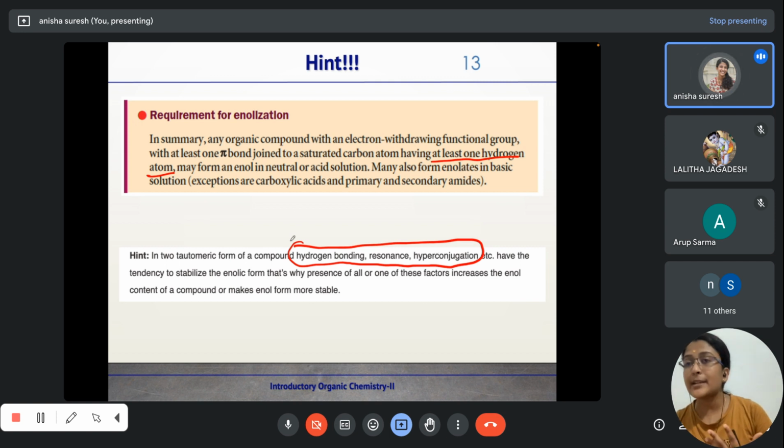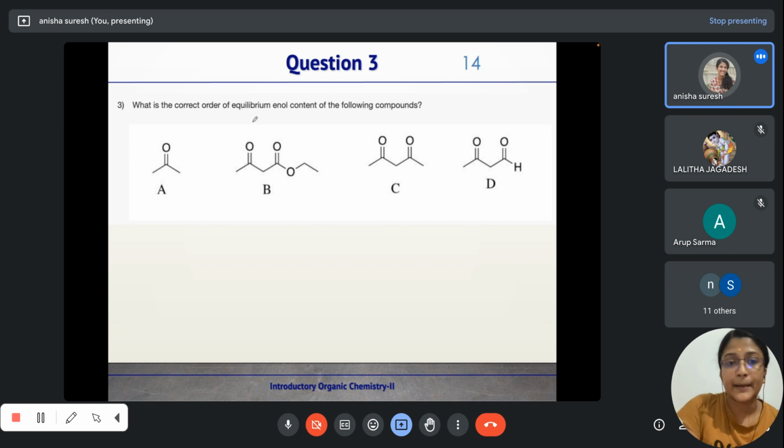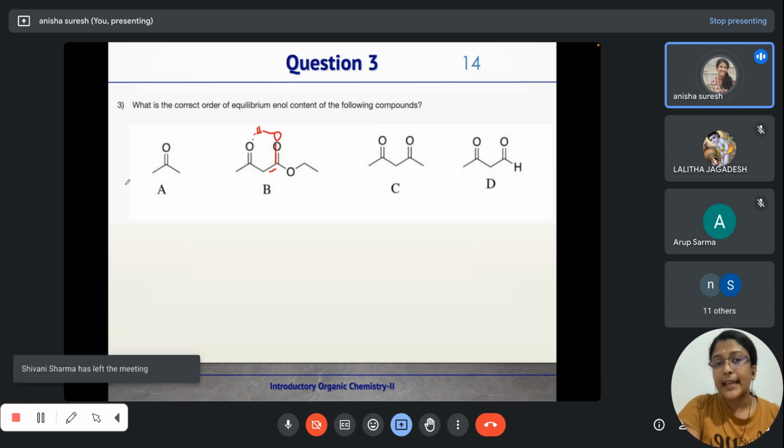Similarly, if hydrogen bonding is possible, as in the case of 1,3 dicarbonyl compounds, hydrogen bonding will result. If enol is forming, it will form a cyclic structure by means of hydrogen bonding, as we can see here. So if we consider these three cases, this one will be least stable because in this case hydrogen bonding is not possible.